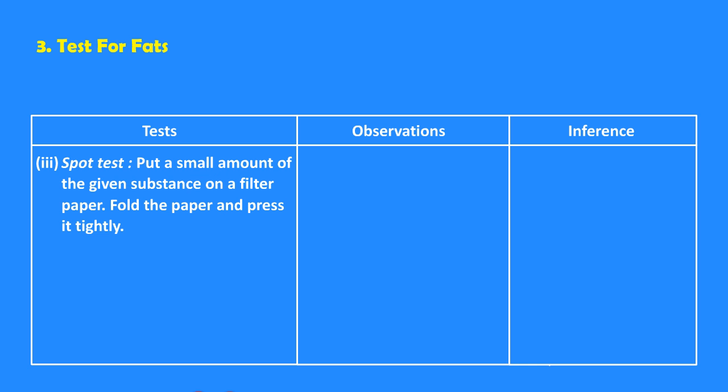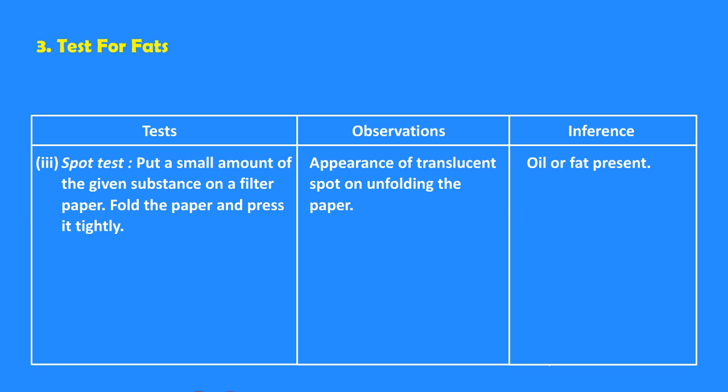Spot test: put a small amount of the given substance on a filter paper, fold the paper and press it tightly. Appearance of a translucent spot on unfolding the paper: oil or fat present.